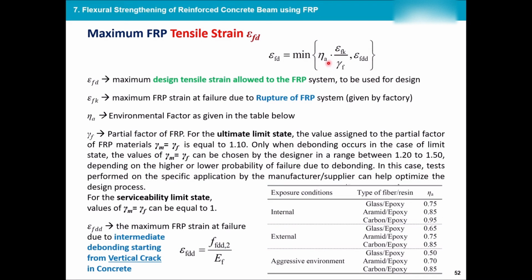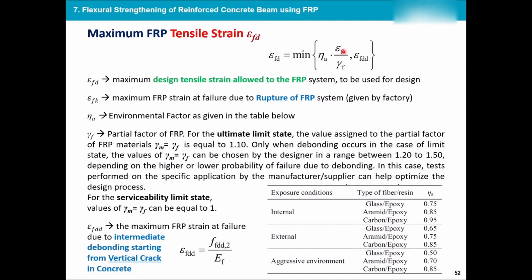This other value, as you can see, the environmental factor plays in it. And this is a partial factor, which depends on some criteria. As you can see, there's a value, and this is the maximum FRP strain at failure due to rupture of FRP system. This is the strain that we discussed in the beginning. This is given by the factory. The factory has done some tests, like the tensile test that we saw in the beginning. It draws some graphs and says, okay, this is the maximum FRP strain. At this strain, my FRP will rupture.